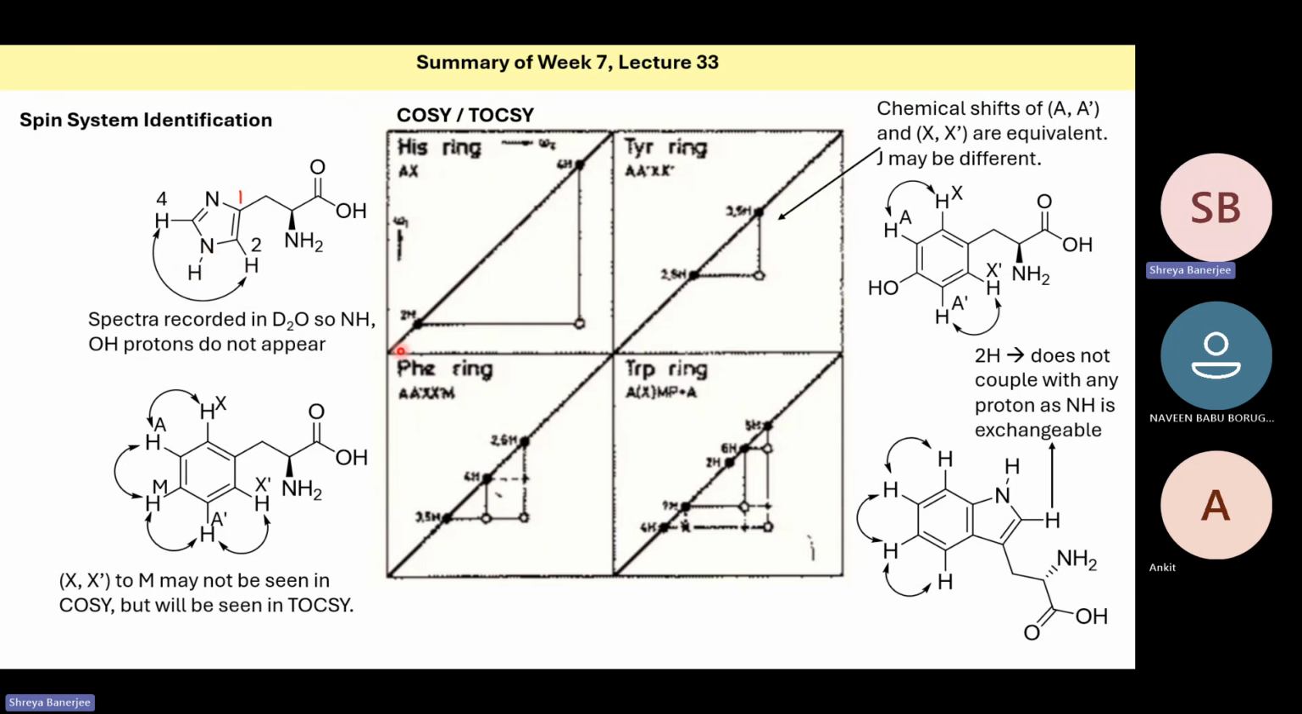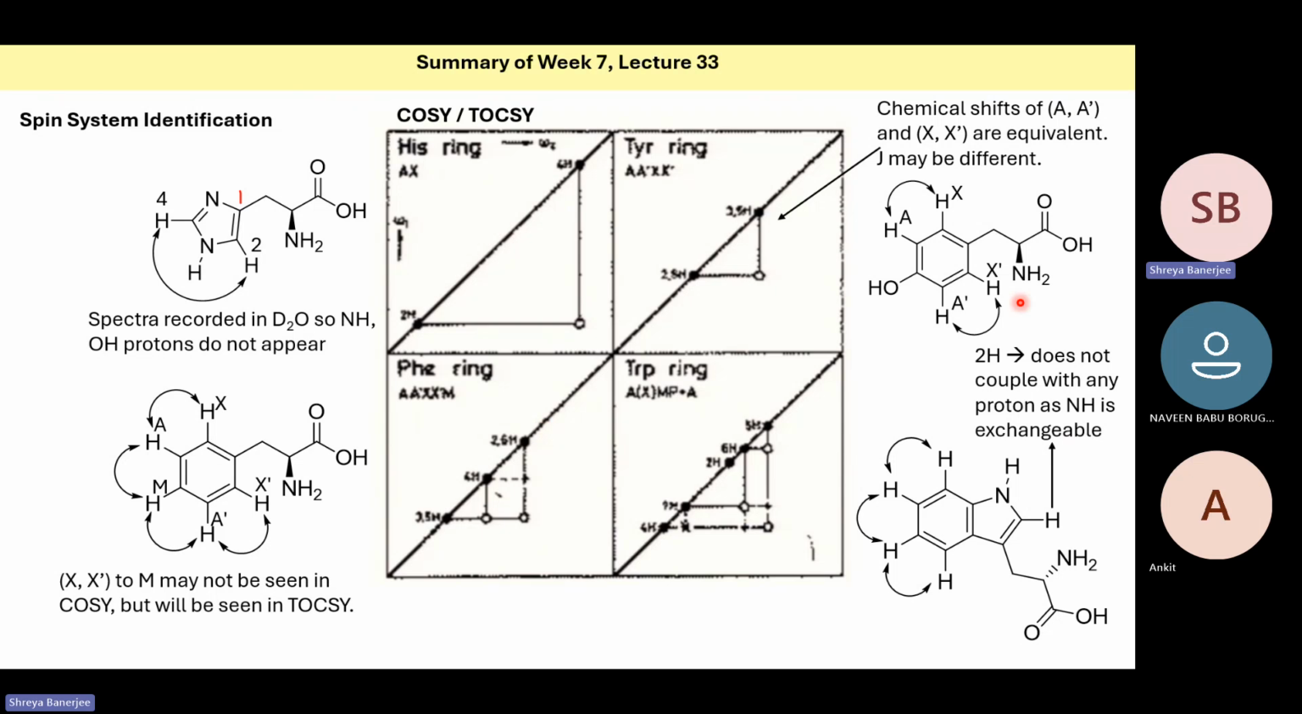So the peaks in the diagonal are basically the hydrogens present. In histidine, it will be 2H, which is this one, and 4H, which is this one. So there will be a TOCSY cross peak between 2H and 4H. You can see between 2H and 4H, there is one cross peak. So if we look at the TOCSY spectra and it appears like this, we can say that the histidine is present. In case of phenylalanine, it's more complex.